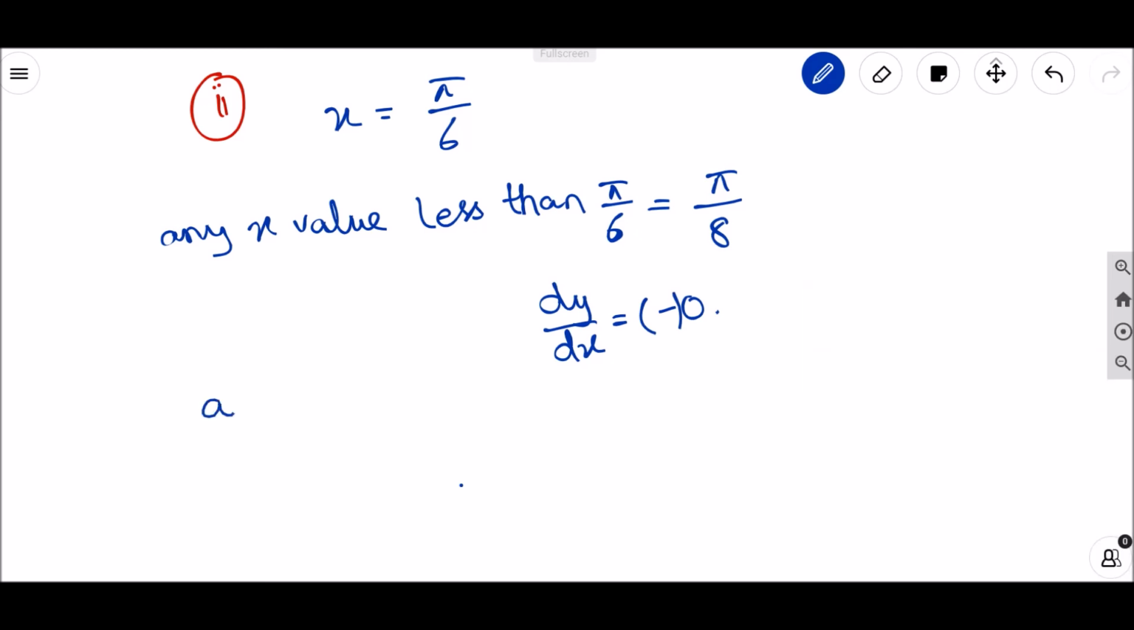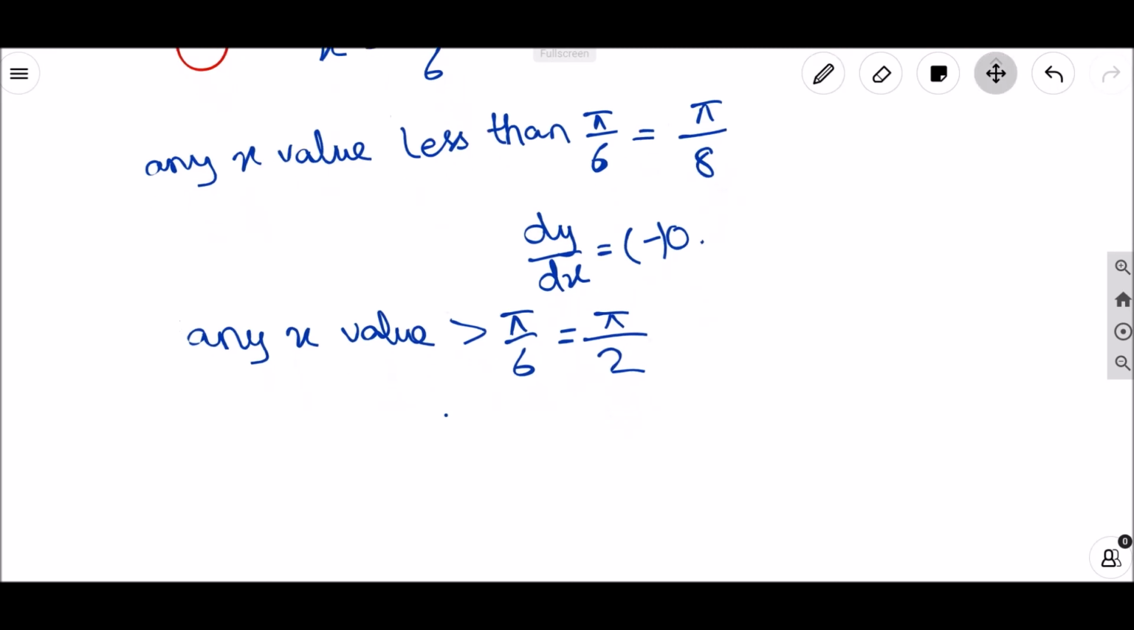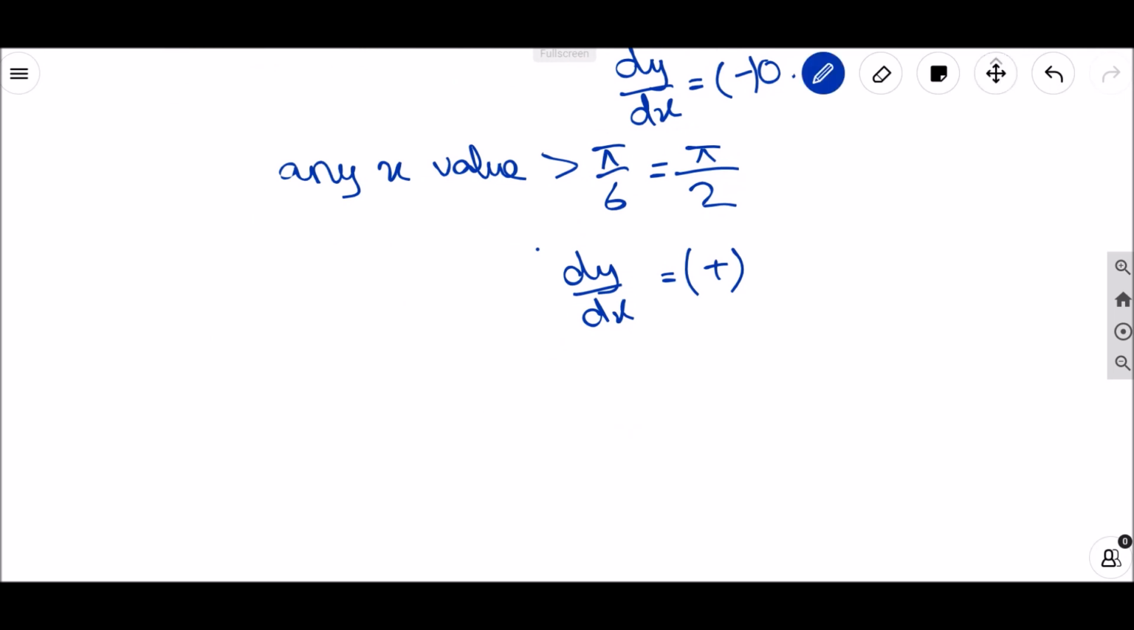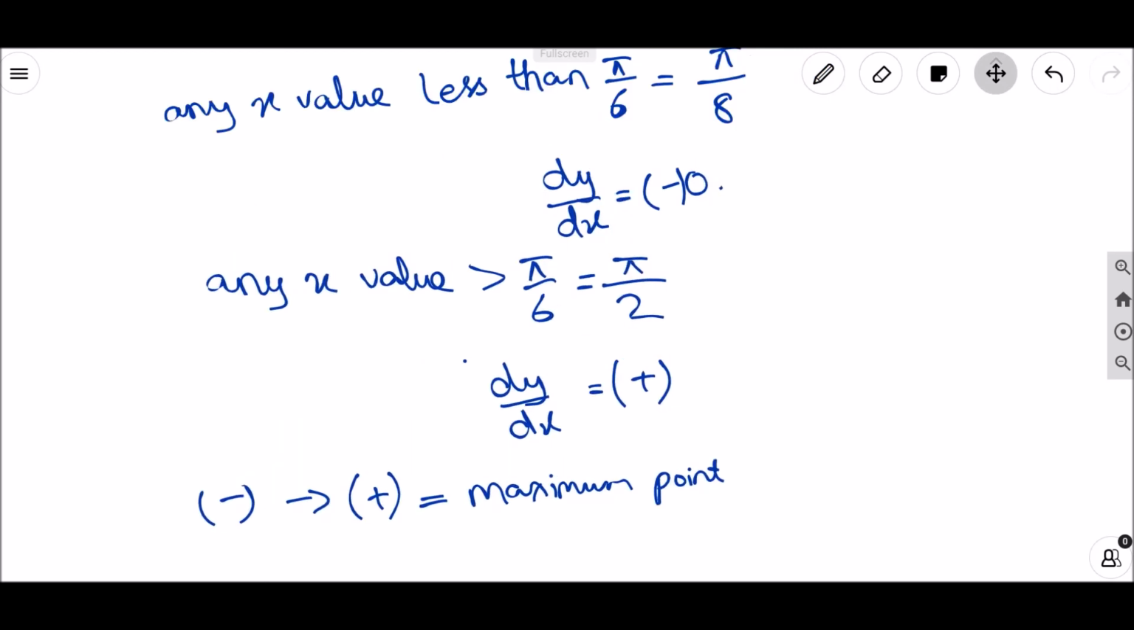Now we are going to take any value which is greater than pi over 6. For instance, I'm going to take pi over 2. It's greater than pi over 6. Then I'm going to do the same thing. I'm going to substitute this value into our dy over dx. So when I substitute it, I will get a positive value. So as it is changing from negative to positive, it is a maximum point, because first it was negative, then it was positive.